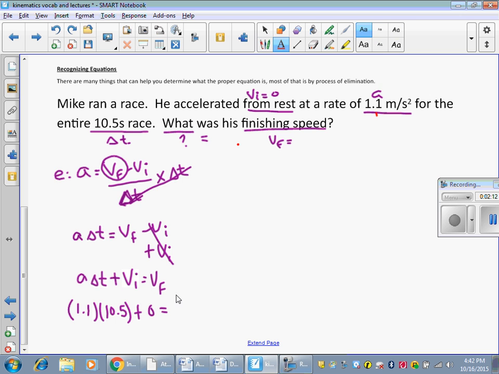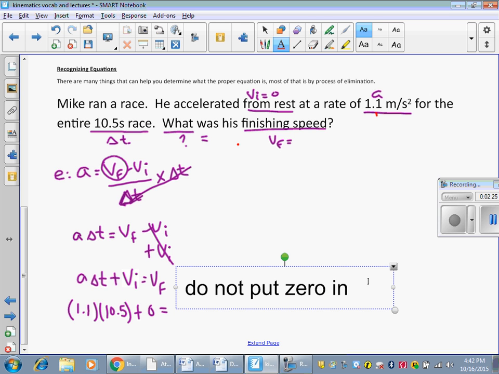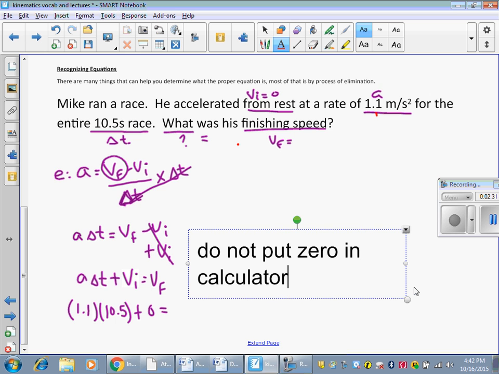Your calculator is really smart. It'll do things like PEMDAS. Sometimes it'll mess up, especially when you're dividing. So if you have a 0 in your equation, don't even write it. Do not put the 0 in the calculator. Otherwise, you can get mistakes. Okay? Do not put the 0 in the calculator.